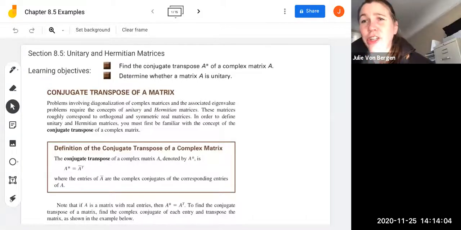So our learning objectives are to find the conjugate transpose, which is known as A star, of a complex matrix A, and determine whether matrix A is what's known as unitary. So let's talk about the conjugate transpose of a matrix.